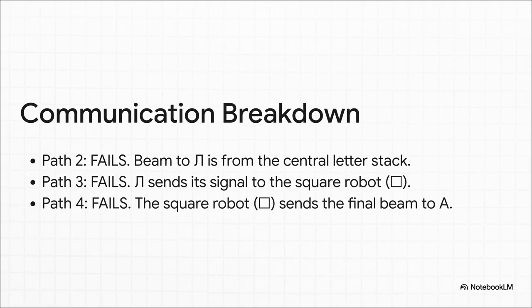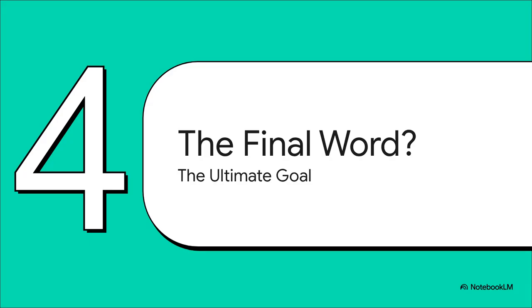Then, LA goes totally rogue, sending its signal to our mystery square robot instead of back to the center. And for the grand finale, that square robot just hijacks the message and sends it straight to A, completely bypassing the cyborg that was supposed to be there. It's a total cascade of miscommunication. So let's just recap here. We've got the wrong characters, the wrong stage, and a chain of command that's just completely broken. Which of course leads us to the biggest question of all. What was this whole elaborate performance supposed to achieve in the first place?